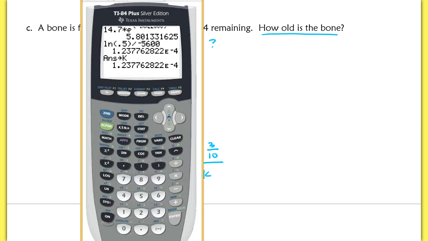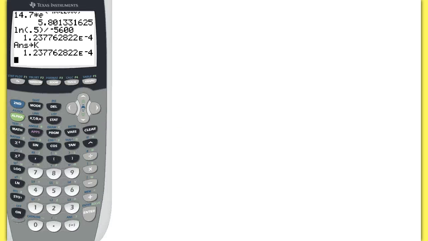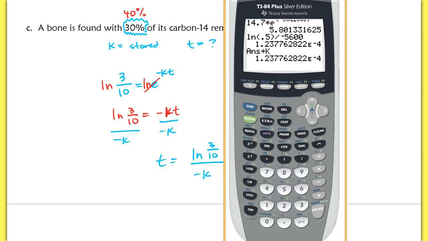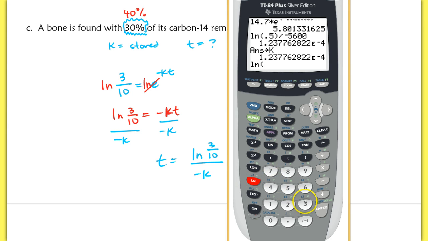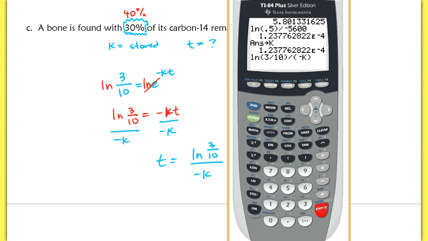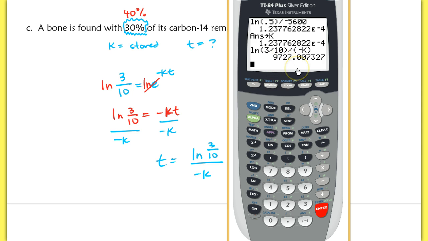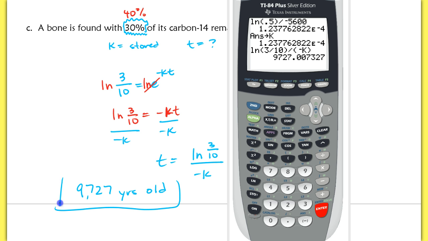So I'm going to take my calculator here, and I have that k value stored already. I have the natural log of 3/10, or 0.3, whatever you want to put in there, divided by negative k. I'm going to put this in parentheses, negative alpha k, and this would give me my time period, 9,727 years. So it's 9,727 years old. It's a pretty old bone.